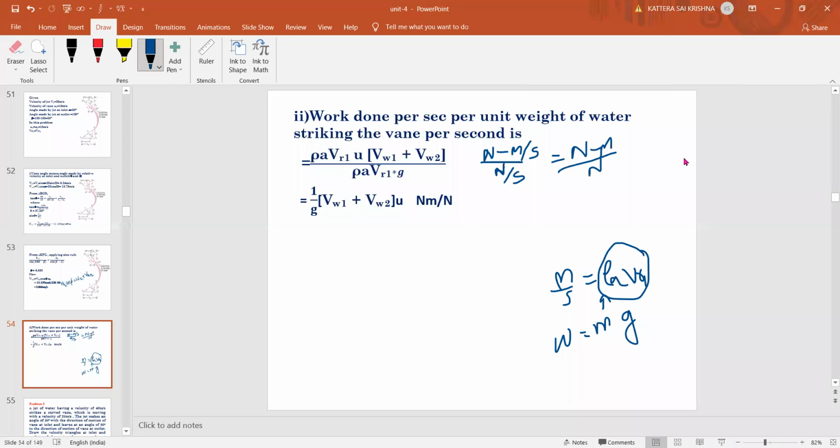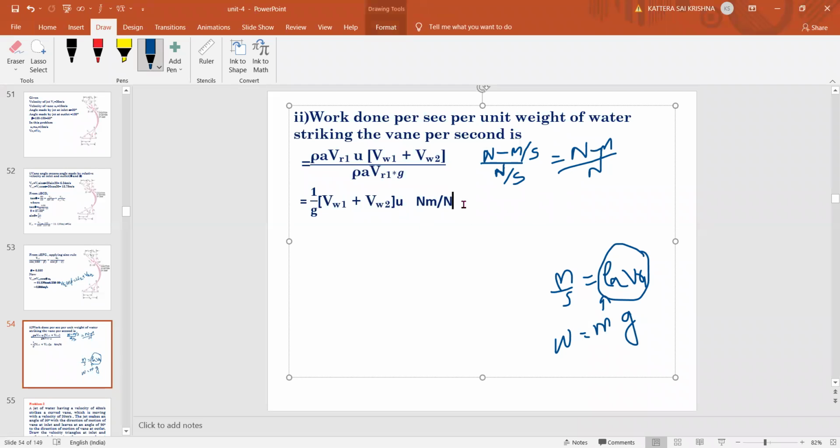Yes, now you can substitute the values of this one. VW1 already we calculated, 18.79, and VW2 just now we have calculated as 1.06, into the U value, already you know, that is 10. Just tell me the value. What is the final value?